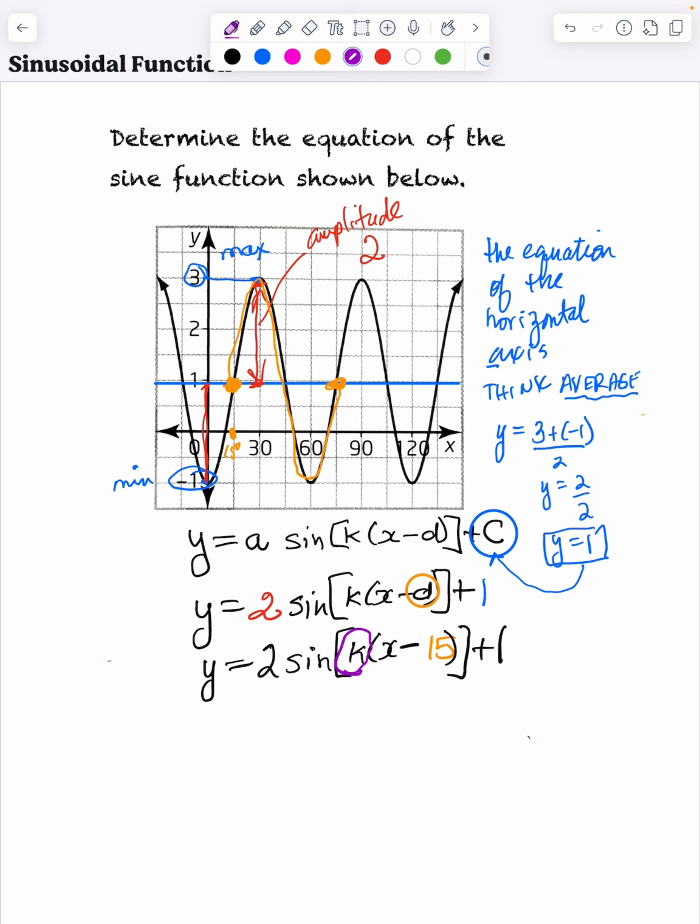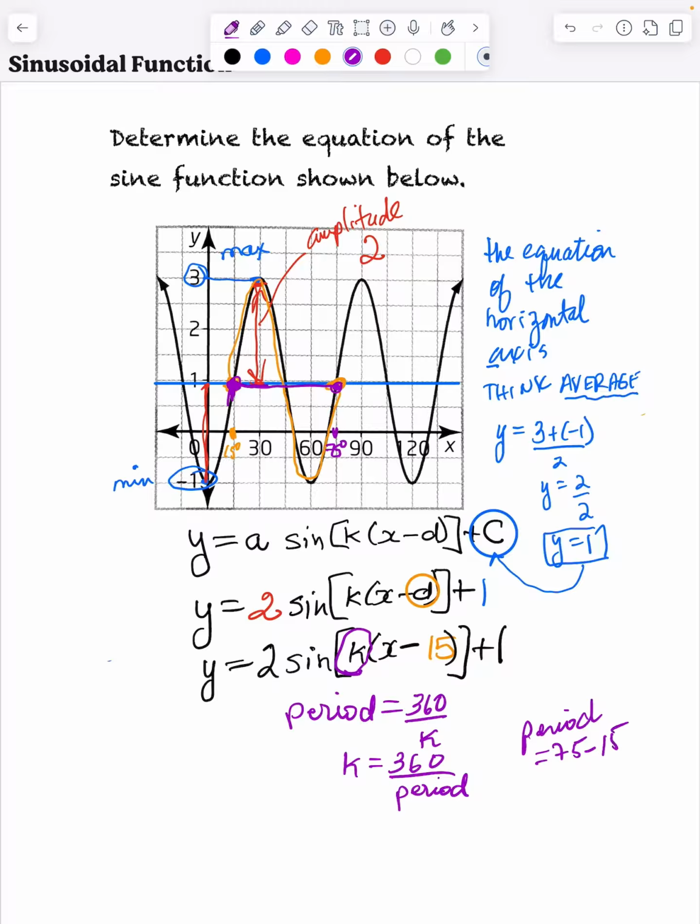So the very last thing that I need to figure out is this K. And the way that you figure out the K is you know that the period, which is the time to complete one cycle, is 360 degrees divided by K. So in order to get K, we're going to switch it to 360 divided by the period. But the period is the time to complete one cycle. So the time to complete one cycle is starting from here, and it's going all the way across to here, which is at 75. So the period is going to be 75 minus 15, which is equal to 60.